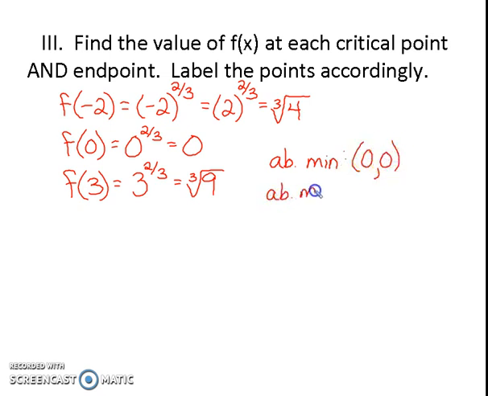Now for the absolute maximum, you're probably not going to have a calculator for these problems because you could have just graphed it to answer it. So these are usually going to be no calculator problems. As far as cube root of 4 and cube root of 9 goes, you don't have to know their exact values, but you just need to have an idea of which one's going to be bigger. Well, obviously, the larger number that you're cube rooting is going to give you a larger answer for the cube root. So that means that our absolute maximum is going to occur at 3, comma, cube root of 9.